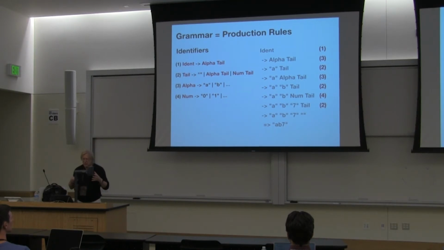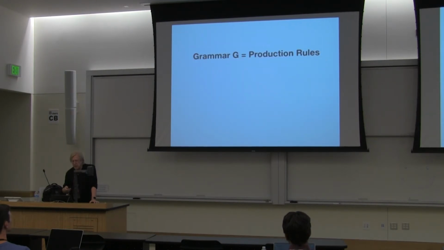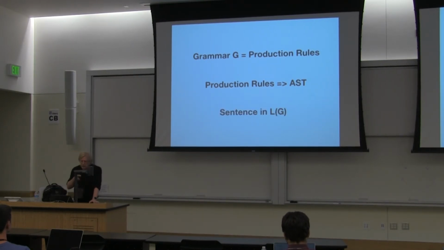Even if you haven't done this before, you have a pretty good understanding now of what a formal grammar is and how you apply it to generate things. So to summarize, a grammar G is a set of production rules. Using production rules, you can generate an abstract syntax tree. The terminal nodes of the abstract syntax tree, read in the correct order, give you a sentence in the language specified by the grammar. So apples, Alice eats oranges, or AB7, whatever it was. Those are examples.